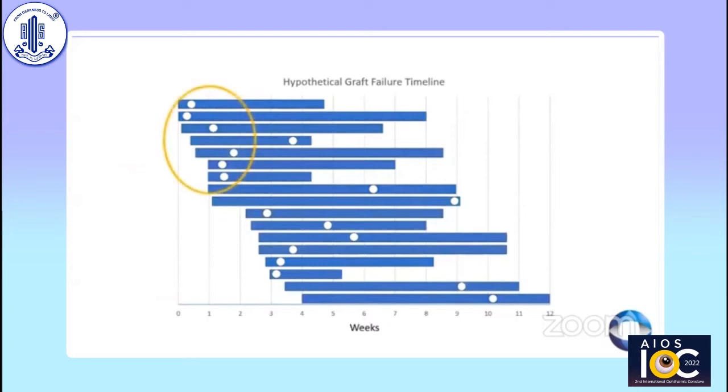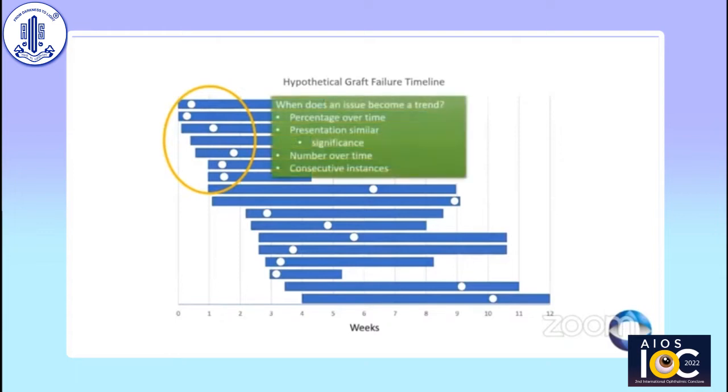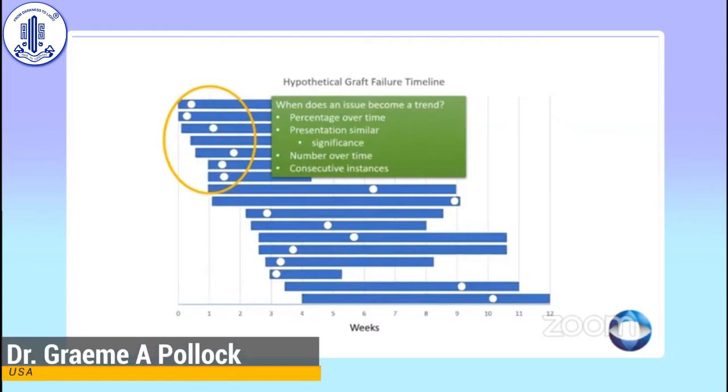Early reporting of the issues with the grafts would have identified a trend, although the difficulty for the eye bank in this instance is identifying when an issue becomes a trend. Is it a percentage of cases over time? Is it similar presentations and the significance of that? Is it the number of cases over time, or is it a group of consecutive instances in a cluster?